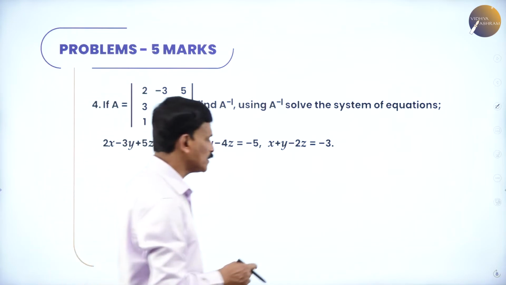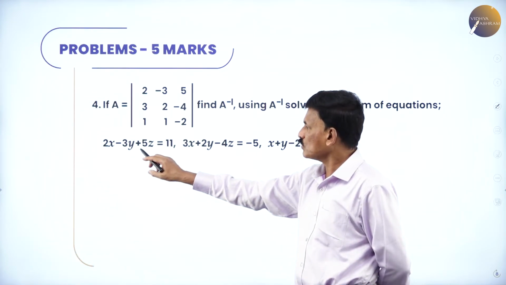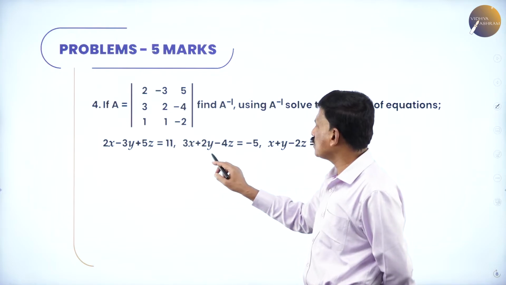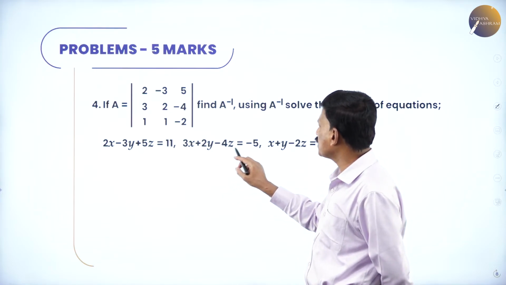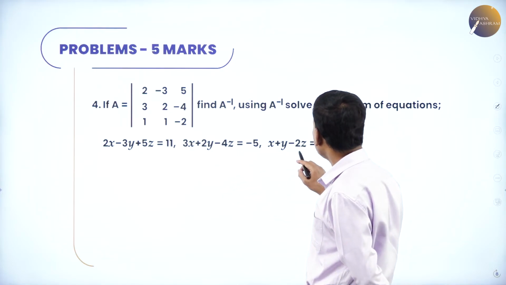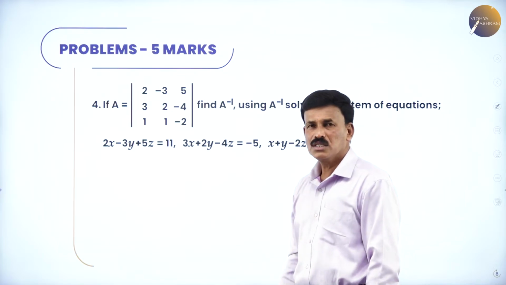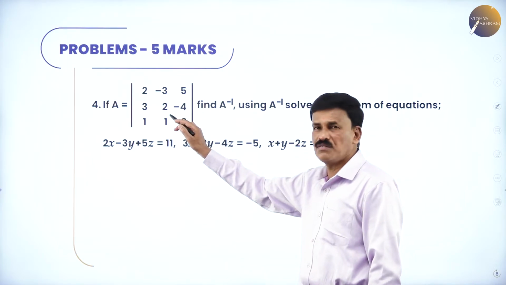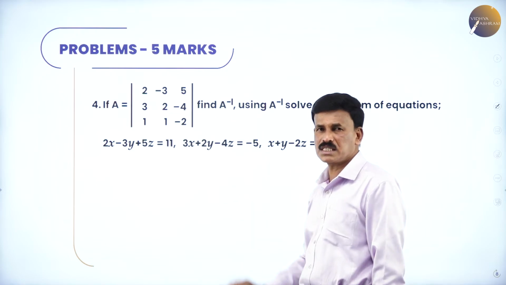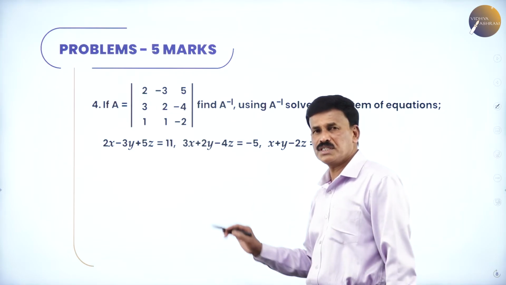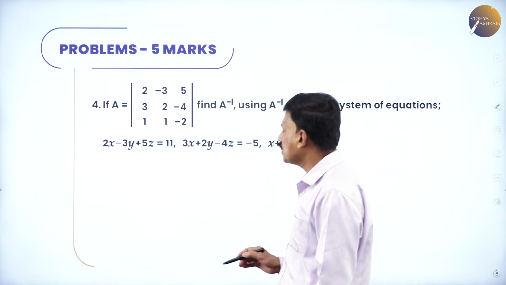What are the equations given? 2x minus 3y plus 5z is equal to 11, 3x plus 2y minus 4z is equal to minus 5, x plus y minus 2z is equal to minus 3. Now this is the equation. Finding the inverse for this matrix, solve the system of equations. So nothing to worry. Just observe carefully. Here what is given?